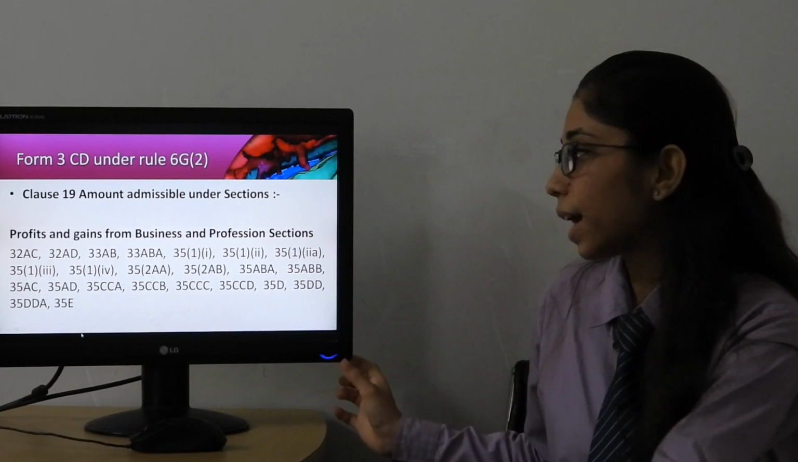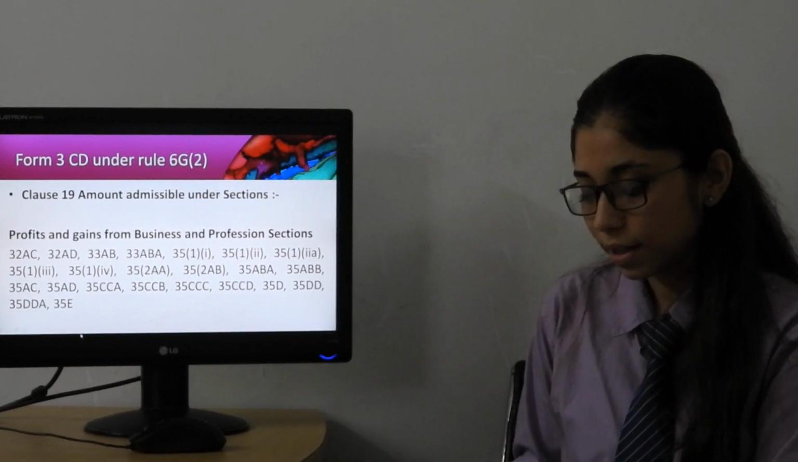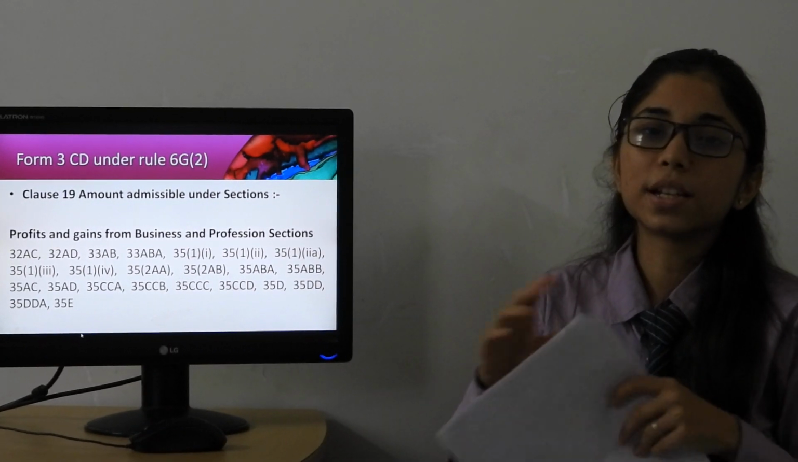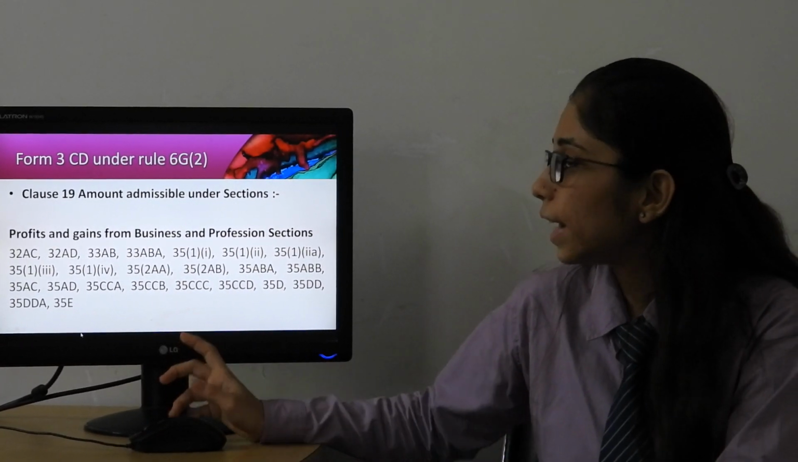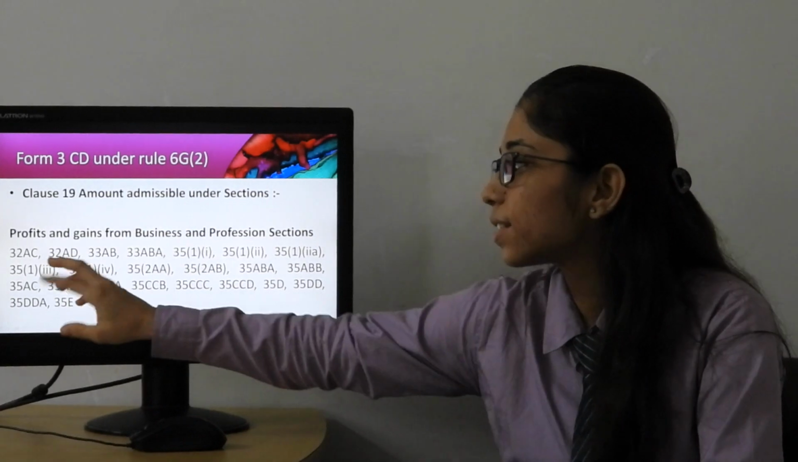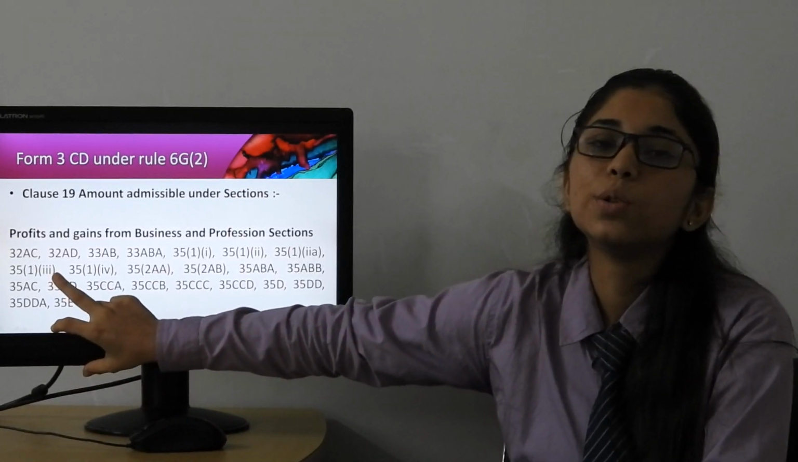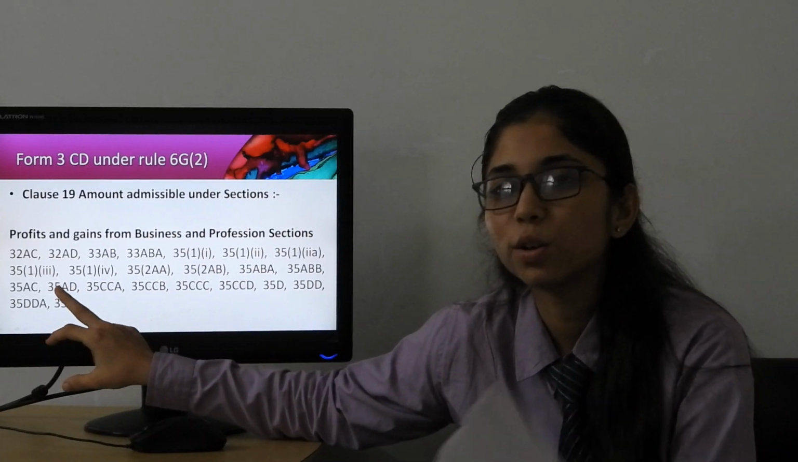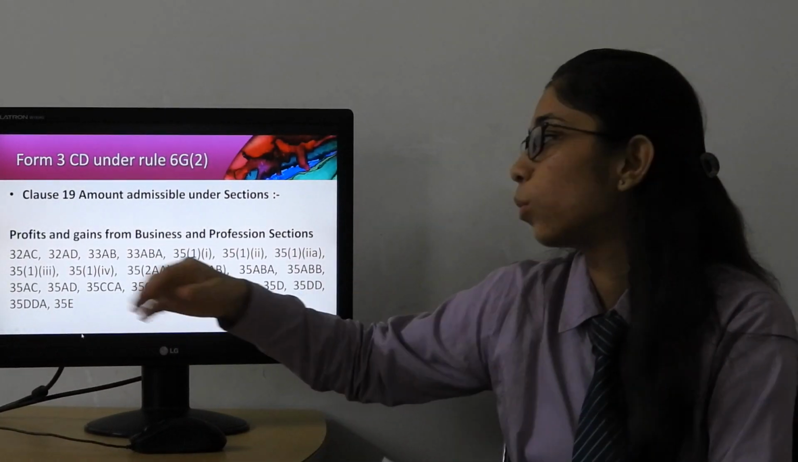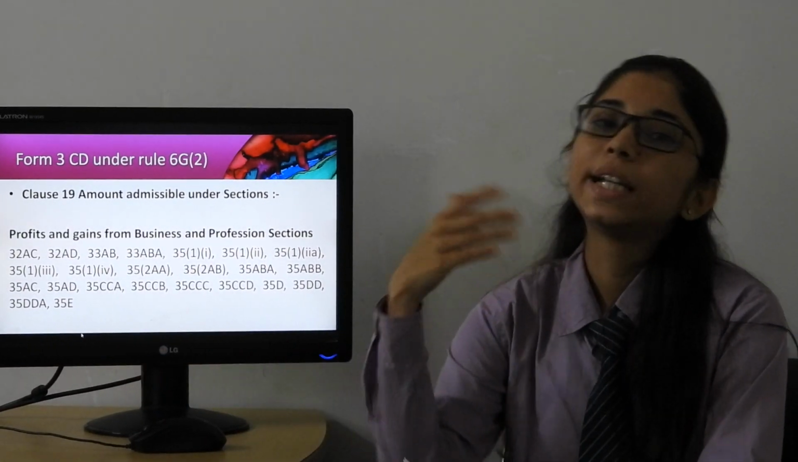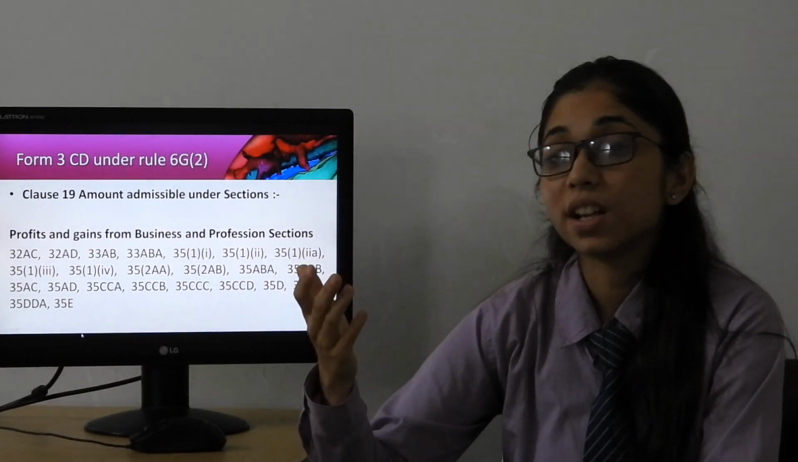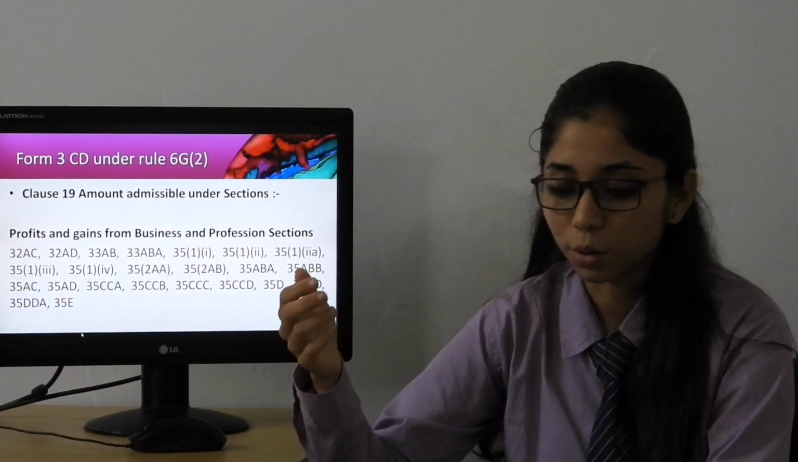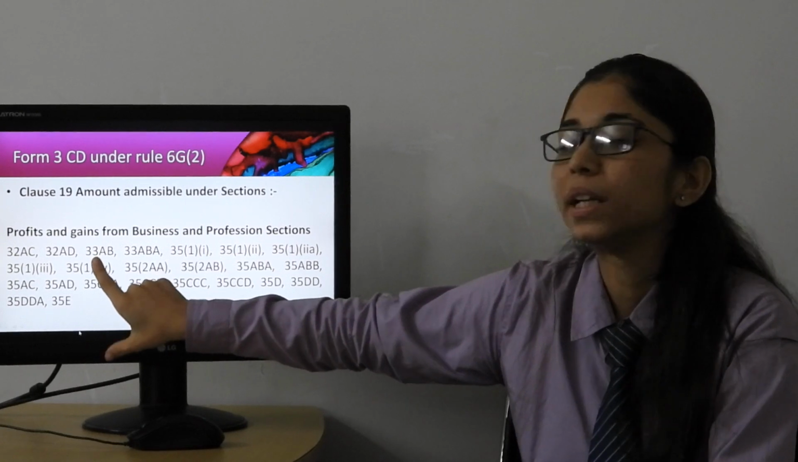Next, clause 19, amount admissible under sections. Which are those sections? Section 33AC, section 32AD. What is that? Investment allowance, where you are purchasing any plant and machinery more than 100 crore or less than, the amendment has given more than 25 crore, you will get a 50% expenditure allowed in your profit and loss account.